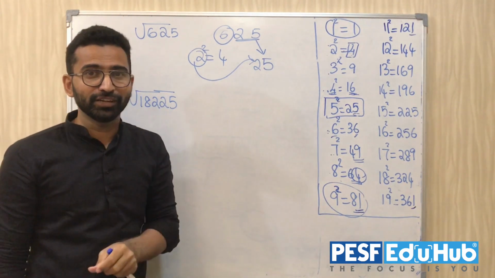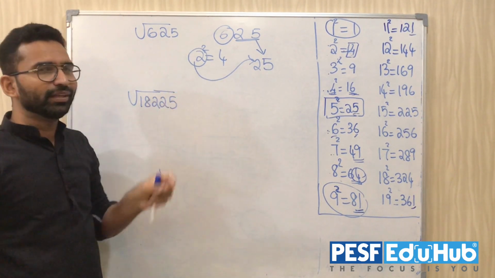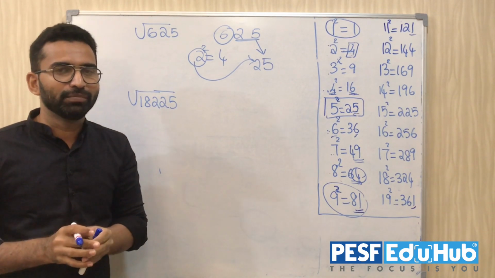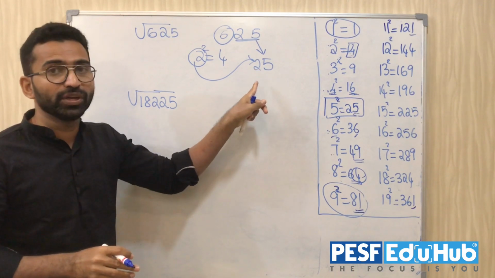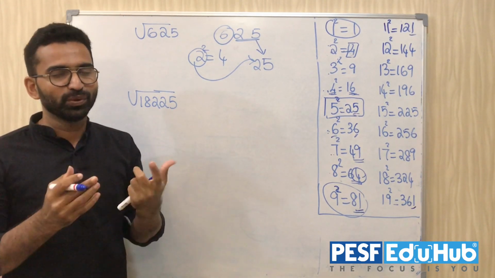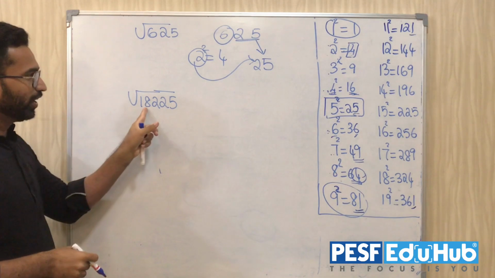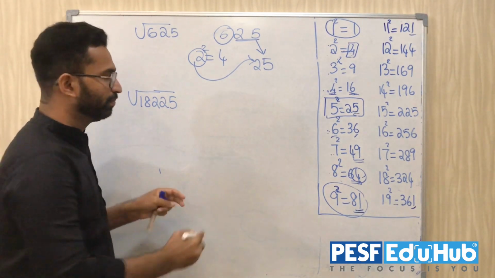So if the question given to you is ending with 5, then your procedure is very simple, because you don't have to compare any numbers. You don't have to write two numbers. You will have only one number. It's very easy. Okay, and what about 18225?